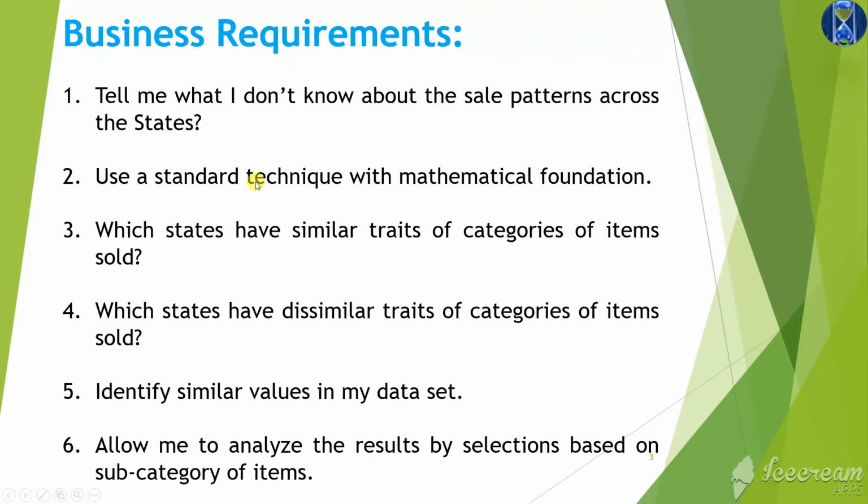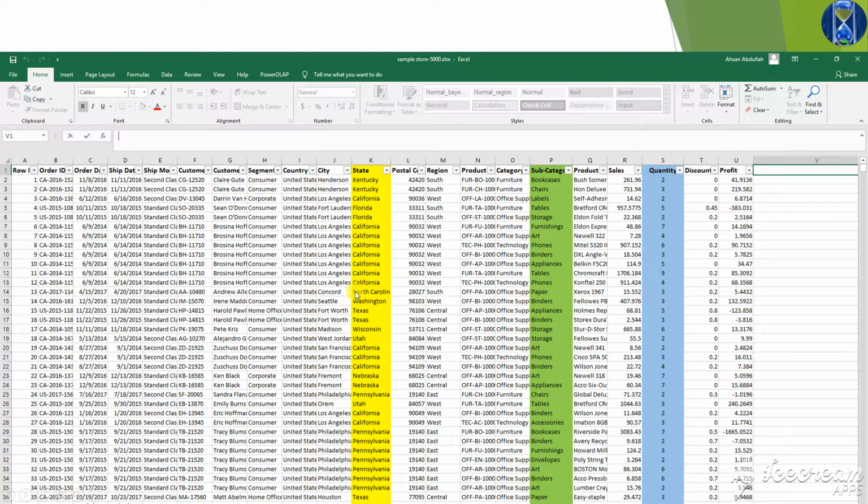Before that we look at the business requirements. So these are the business requirements. The keywords have been highlighted. Tell me what I don't know. Provide mathematical foundation, similar traits versus similar values, and selections. So this is the data set: 47 states, 17 subcategories, and the quantity sold.